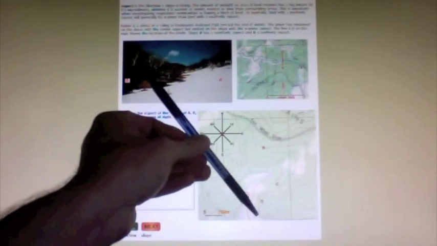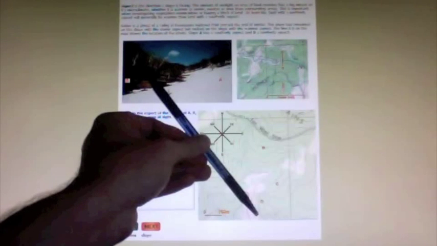Now to find the aspect of the slope, it's easy. If you draw the line from the top to the bottom, whichever direction that line is pointing is the aspect of the slope. So in this instance, the aspect of slope A is definitely a southeasterly aspect.